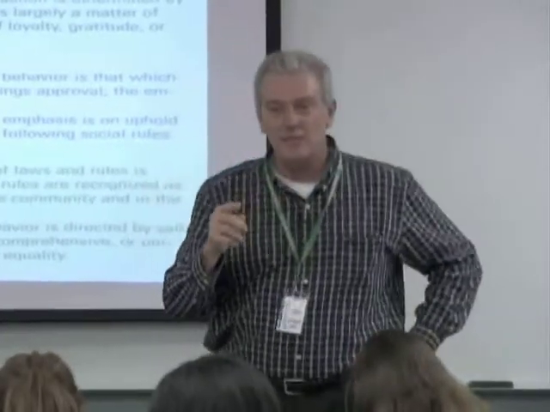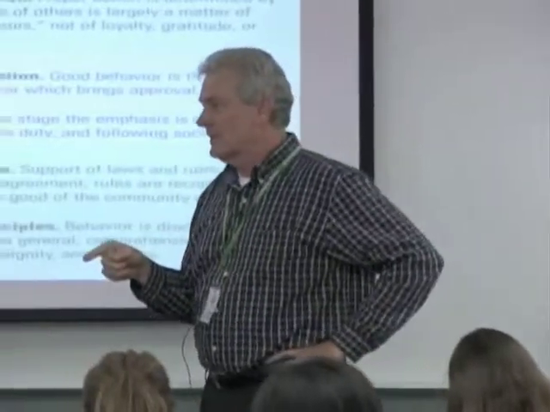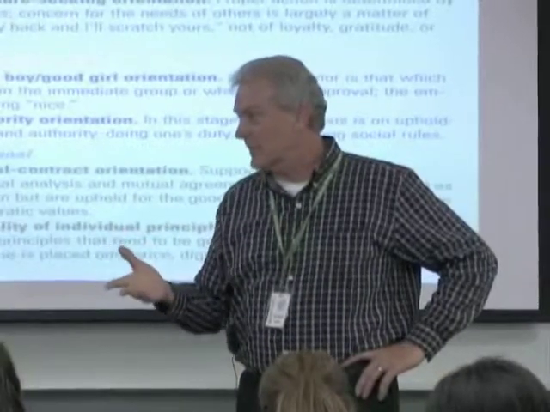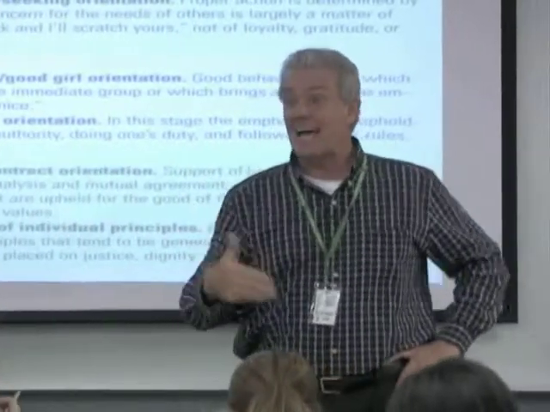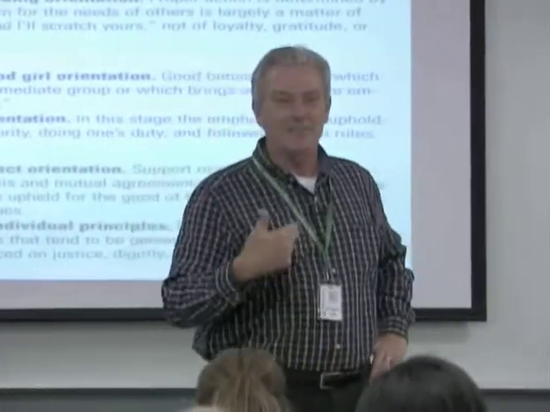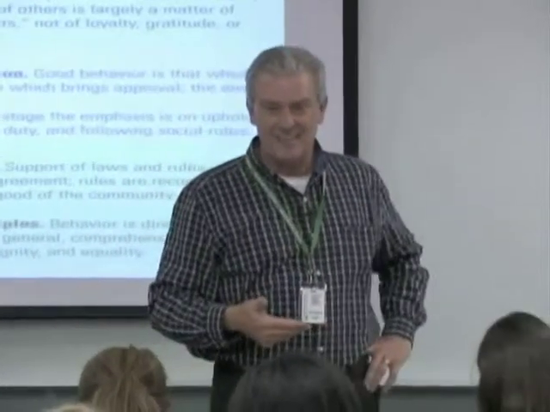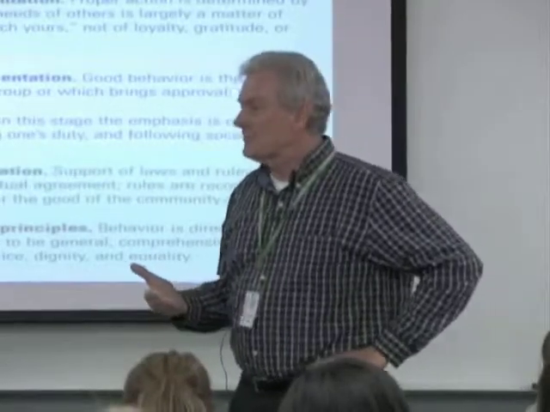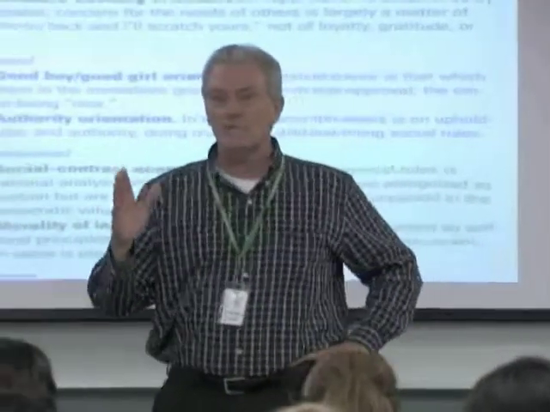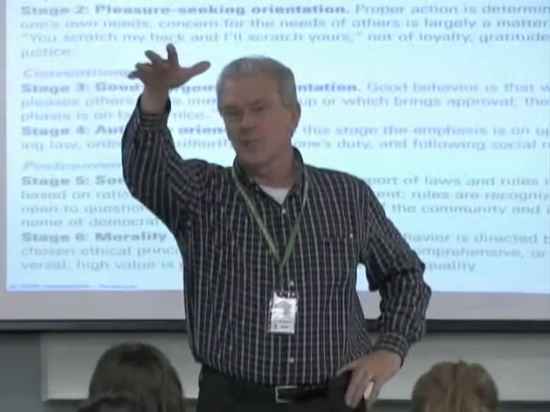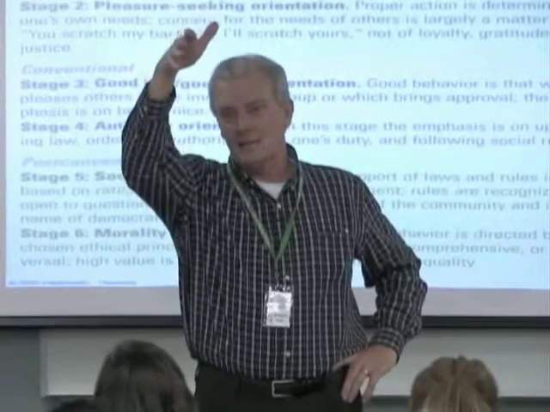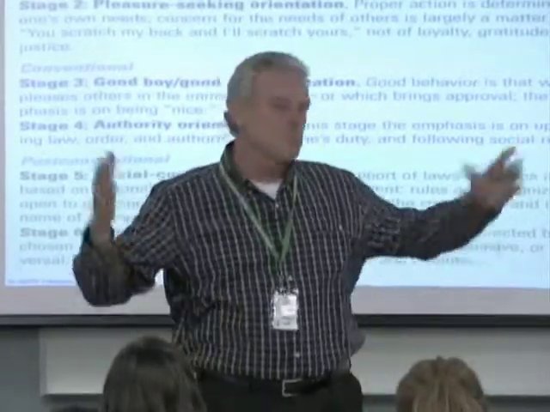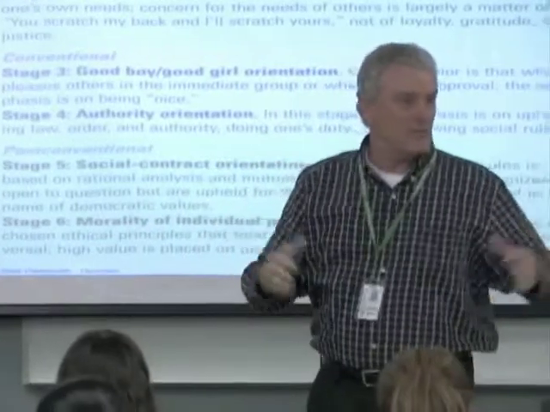Stage 2. Stage 2 is basically you scratch my back and I'll scratch yours. It's a pleasure-seeking orientation. Kohlberg originally called it, I want you to listen to this, naive instrumental hedonism. Doesn't that sound like fun? Naive instrumental hedonism, because you're going to do something for me and I'm going to do something for you. So a little girl that's 5 or 6 years of age, or a little boy, may say to Mom, "Mom, I'll take out the trash if you give me 50 cents." Okay, well, we're operating at stage 2.